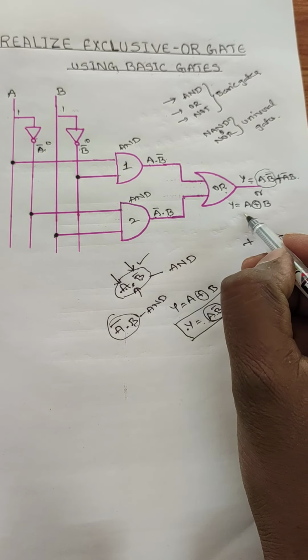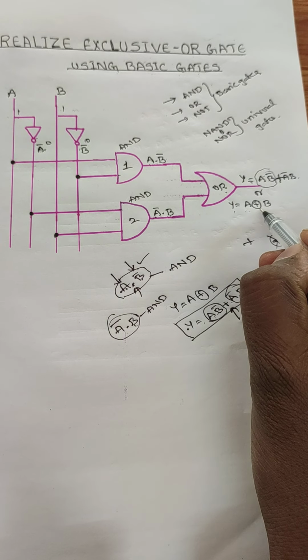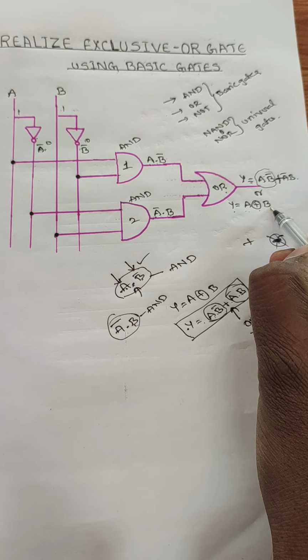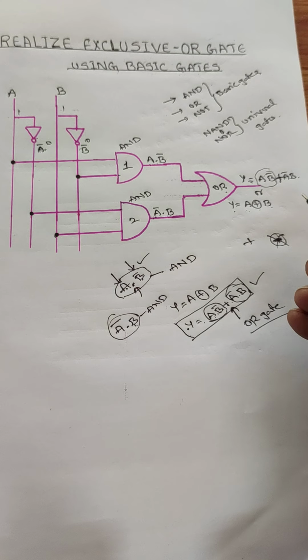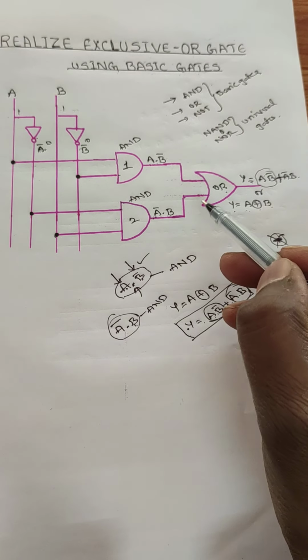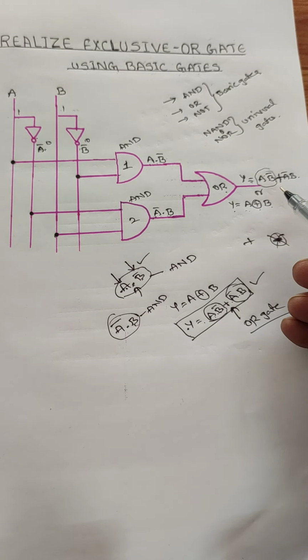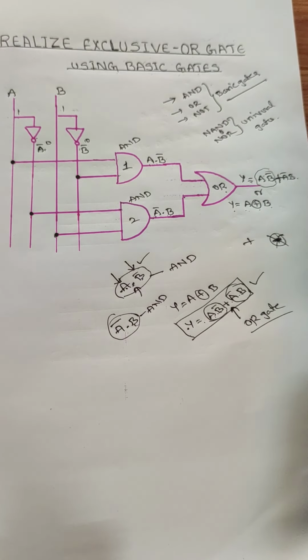So we can also write it as Y equal to A XOR B. This is how we construct the exclusive OR gate using basic gates. Hope you understand this topic.